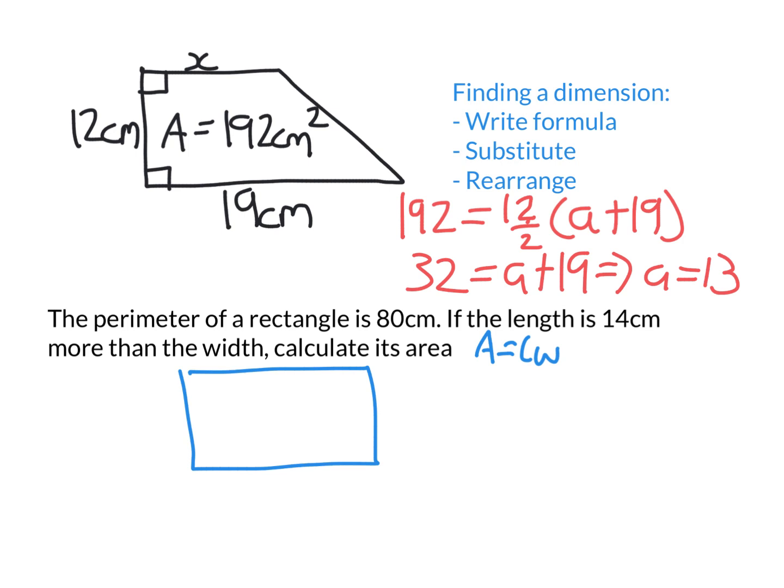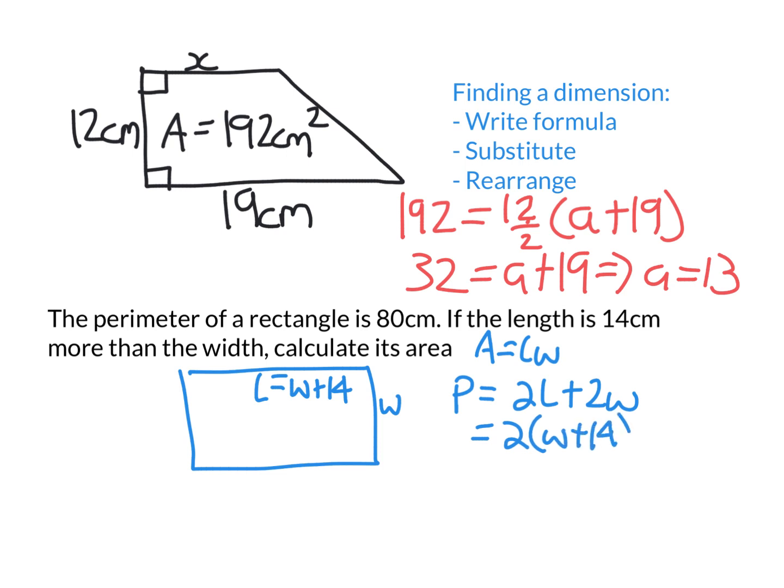So what we're going to do is call this L for length and W for width. So we know that perimeter is equal to 2 times length plus 2 times width. The problem is we can't have an equation with two unknowns. We don't know how to solve this. We do, however, have a link between them. The length is 14 centimeters more than the width. So what I can do is write the length as width plus 14. Then I can rewrite length as width plus 14, and I'll have an equation with only one unknown because I know that the perimeter is 80.